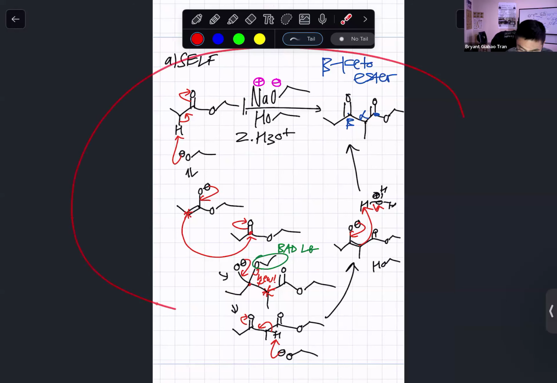Yeah, and this one you can apply to the mixed and intermolecular ones as well. Okay. Yeah. Did that help, Xinyan?